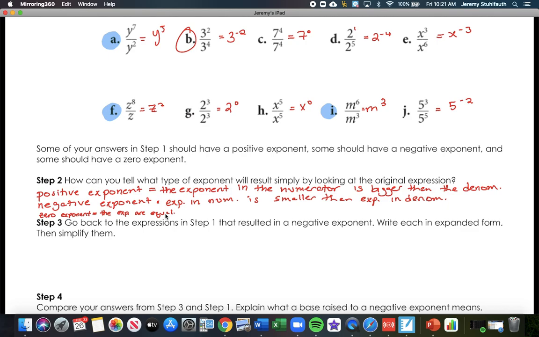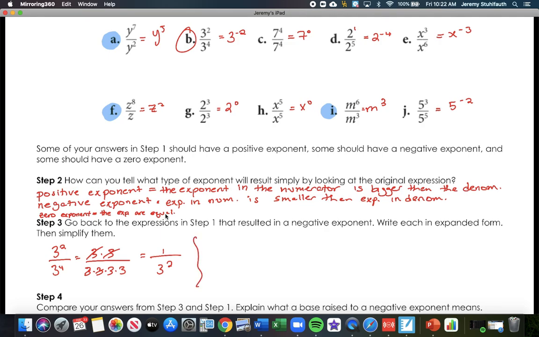So in step 3, what I want you to do is go back to step 1 and take any expression that resulted in a negative exponent and write each in expanded form and simplify them. So if we take these, we have 3 squared divided by 3 to the 4th. If we wrote that out, we'd have 3 times 3 divided by 3 times 3 times 3 times 3. That 3 cancels out with that 3, that 3 cancels out with that 3, and we're left with 1 over 3 times 3, which is 1 over 3 squared.